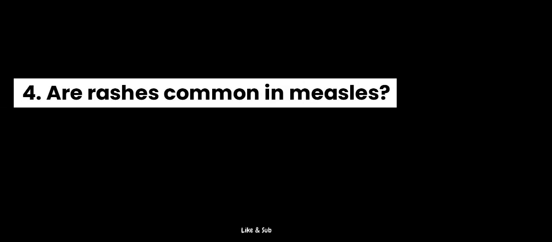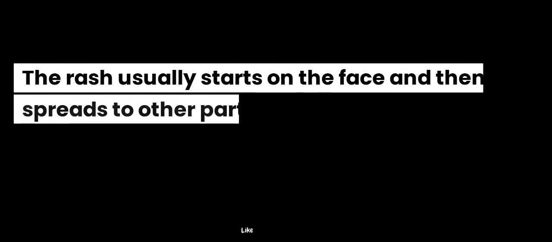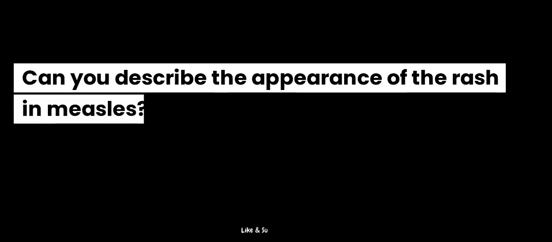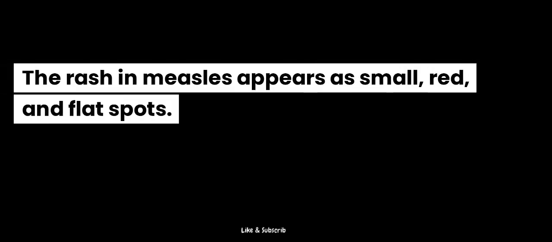4. Are rashes common in measles? Yes, rashes are a common symptom of measles. The rash usually starts on the face and then spreads to other parts of the body. 5. Can you describe the appearance of the rash in measles? The rash in measles appears as small, red, and flat spots. These spots may merge together, giving a blotchy or patchy appearance.